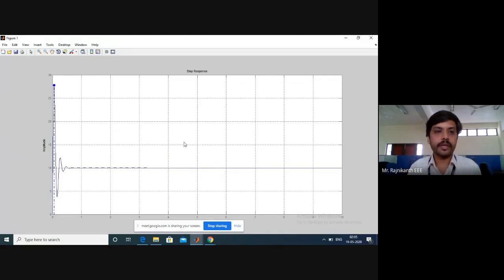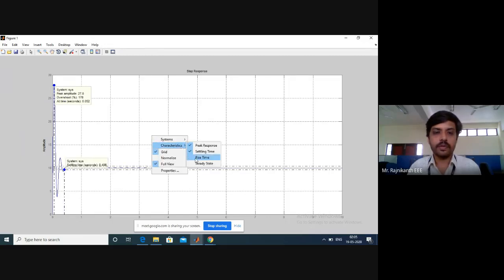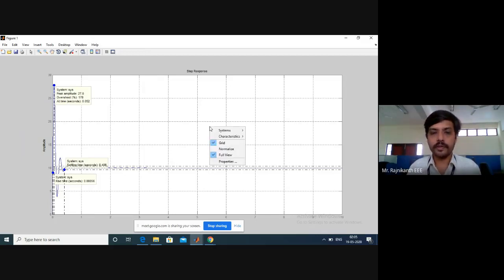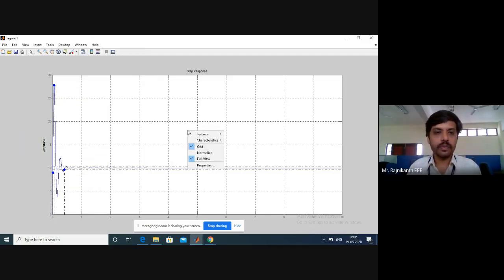Give the values. Peak response, how much? Settling time, how much? Rise time, how much? And compare these values. Okay. So characteristics, that is same values.